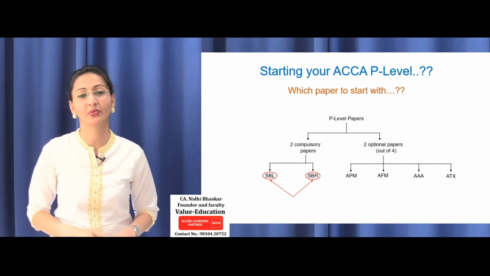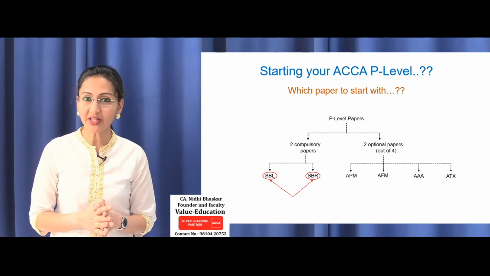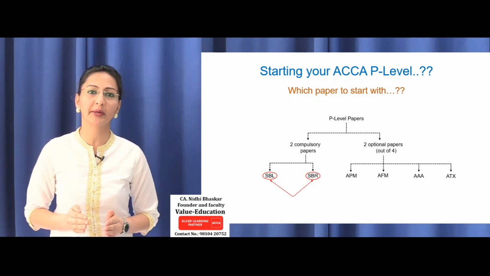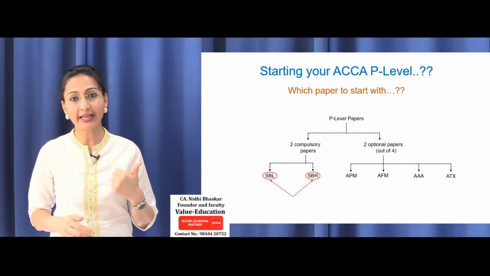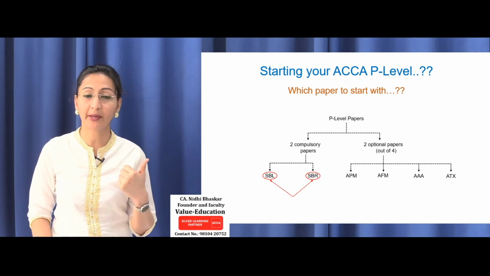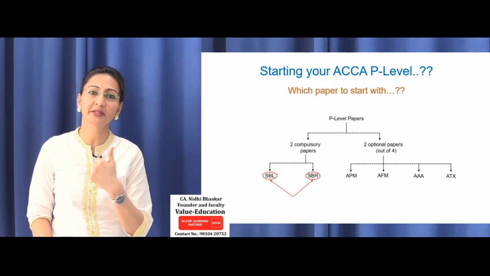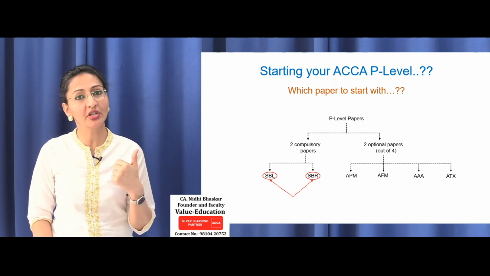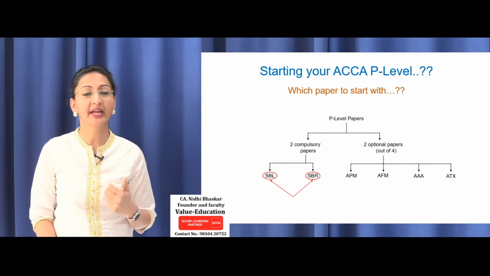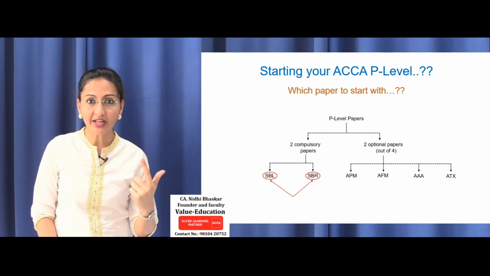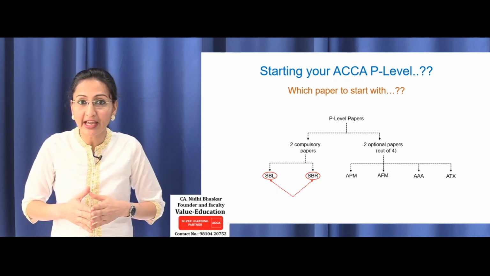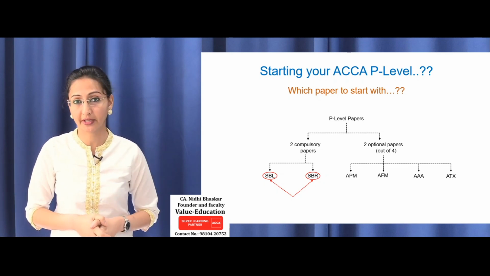Let's come to the optional ones. The optional ones give you an option that out of 4 choices, you can give 2 papers. These choices are APM, AFM, AAA and ATX. APM, Advanced Performance Management, which is an extension of your skill level PM paper, the F5 paper. Then AFM, Advanced Financial Management, which is an extension of your skill level FM paper, the F9 paper.